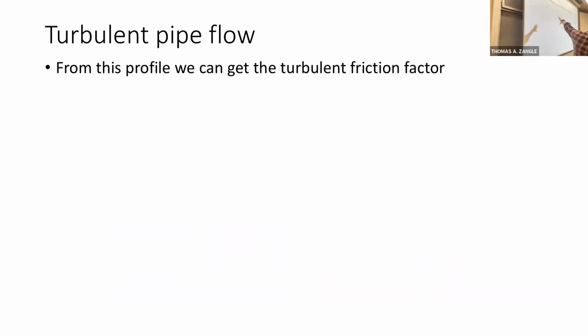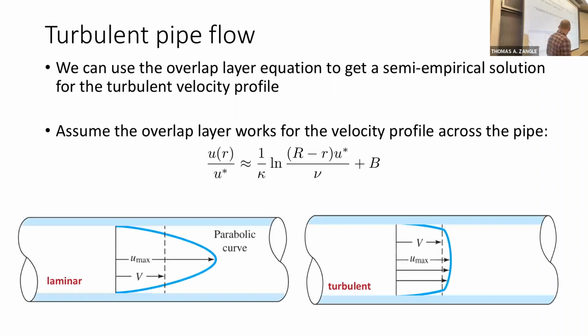But if we have this velocity profile, we can get a turbulent friction factor, right? Just like we did for the laminar case, remember, I'm just going to go back. We said if we know the velocity profile, we can compute a whole bunch of things about the flow, right? We can compute the average velocity by taking the integral of this velocity profile over the area and dividing by the area. Then we get the average velocity.